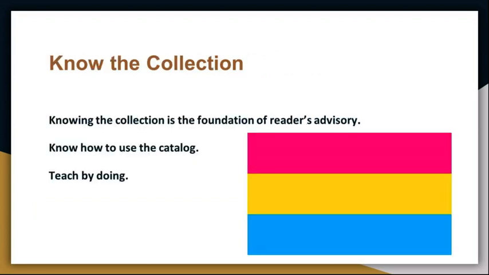Knowing your collection is the foundation of all reader's advisory, which if you're working in the library now, you already know. Use that catalog, but remember that MARC records may have different tags. In this particular instance, they might have tags like gay, lesbian, homosexuality, different vocabulary like that. So when you're demonstrating these searches with student patrons, think aloud to show them how to search.